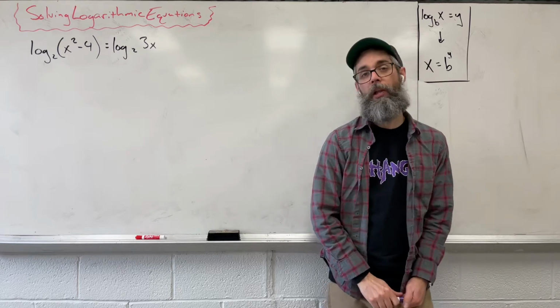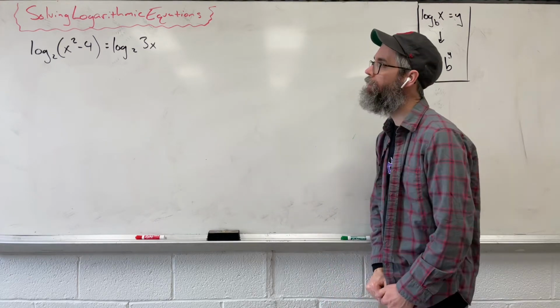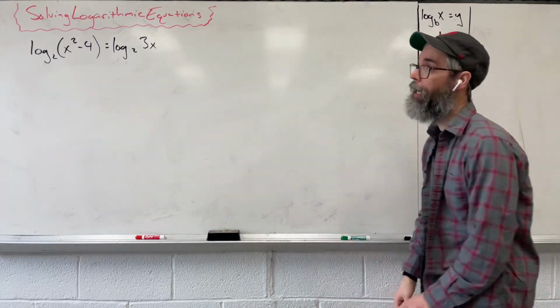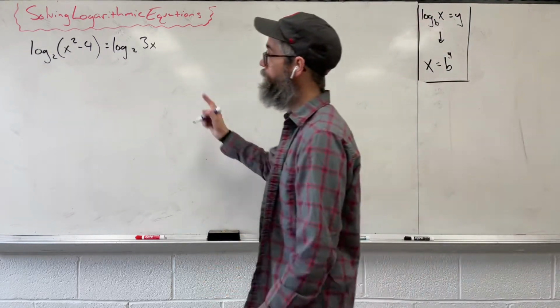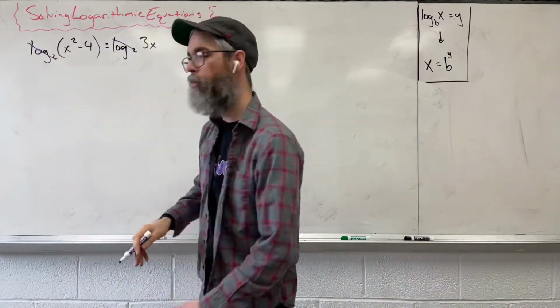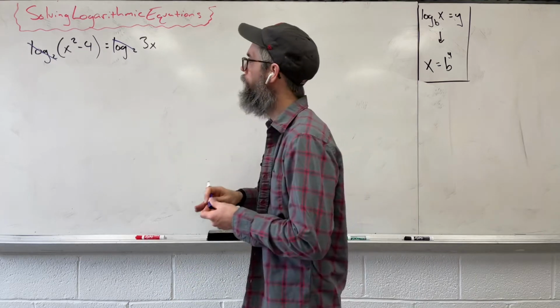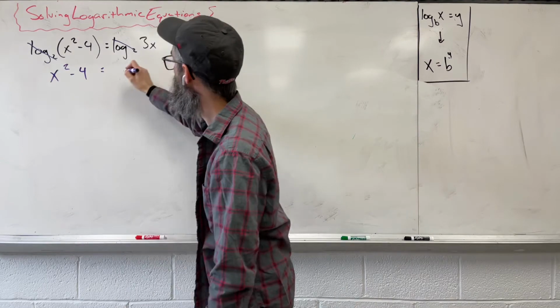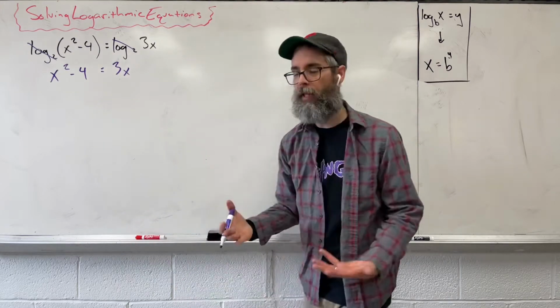Hi, we're going to look at solving logarithmic equations. We have log base 2 on both sides, and that helps us out. Since they're both the same log, we can pretty much ignore them, and we set up a whole new equation. Our equation is going to look like x squared minus 4 equals 3x. So we just happen to bring everything else down.